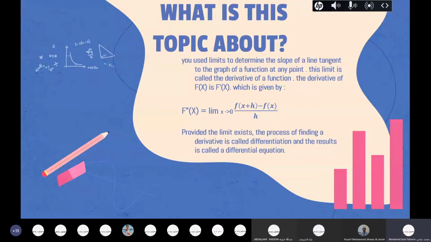Now, you use limits to determine the slope of a line tangent to the graph of a function at any point. This limit is called the derivative of a function. The derivative of f of x is f prime of x, which is given by the equation below, provided the limit exists. The process of finding a derivative is called differentiation, and the result is called a differential equation.